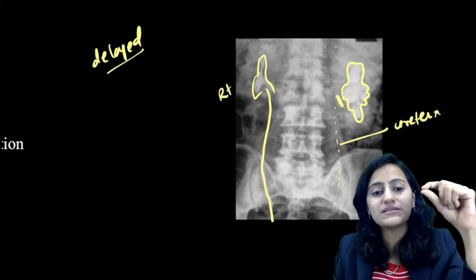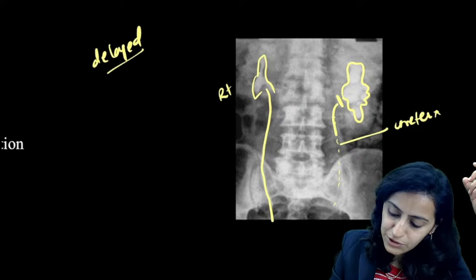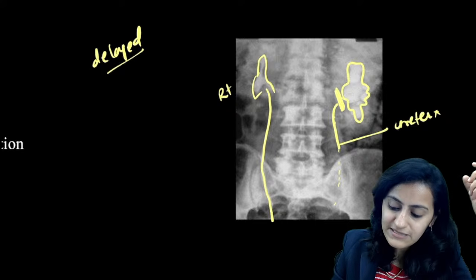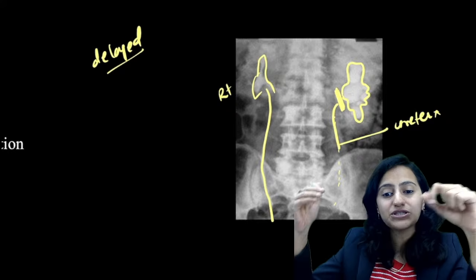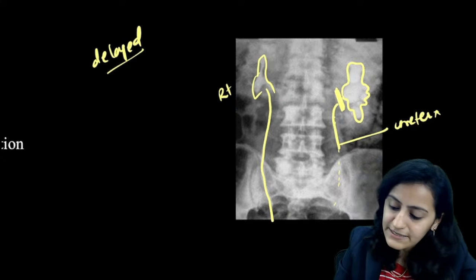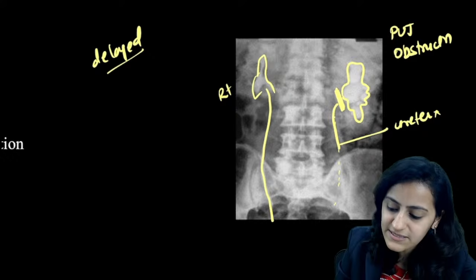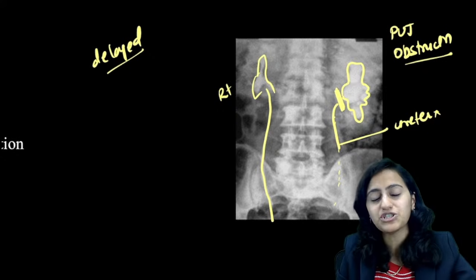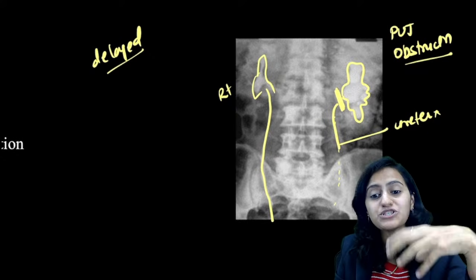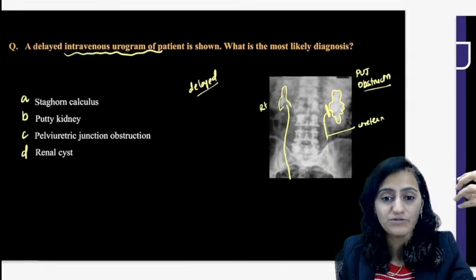It's already mentioned that this is the delayed IVU image, so we should have seen the ureter. That means that there is some obstruction here. It is not allowing the contrast to go into the ureter. So that is why this is PUJ obstruction. This is the case of PUJ obstruction. A delayed IVU image not showing the ureter opacification is PUJ obstruction.